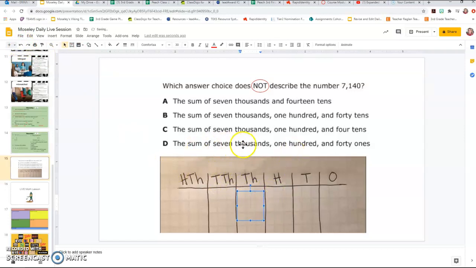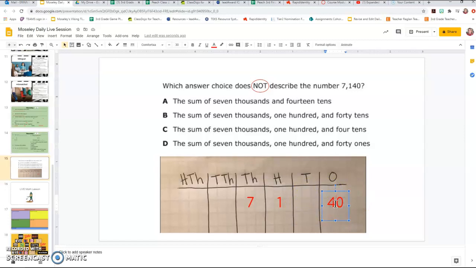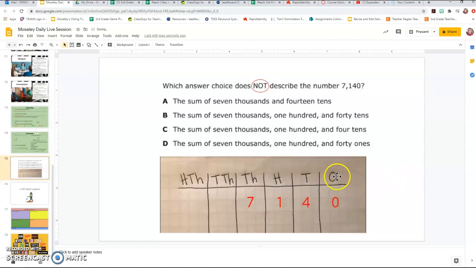Okay, the sum of 7,140 ones. So again, they gave us a 2-digit number here. So where do you think this 4 is going to shift over to? I want you to think about that. Remember when we did it over here and it shifted to the ones? Same thing. You're going to shift that 4 over here. So does this number match this number? Yes, it does. So we know the only one that did not match was A.